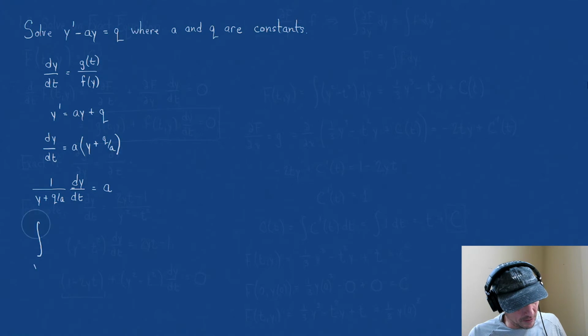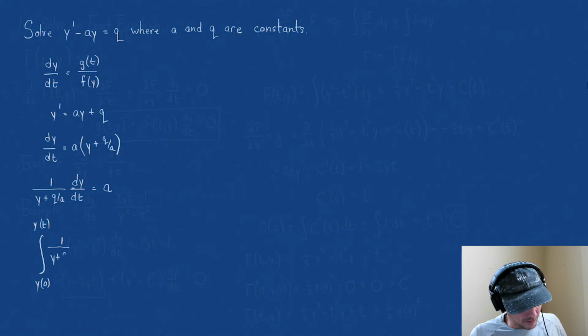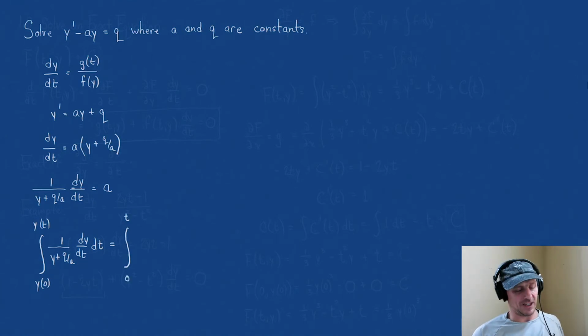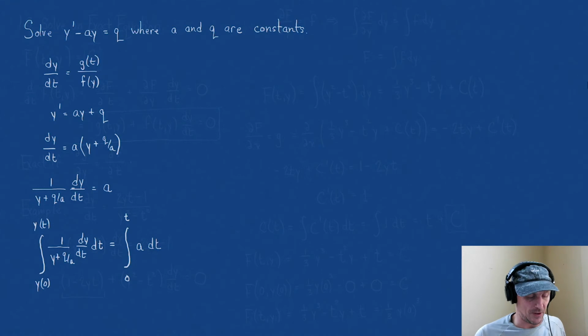So we'll do that. Let me give myself some space here. So it's the integral of 1 over y plus q over a dy equals the integral from 0 to t of a dt. Remember, you could write y of 0, y of t, but it doesn't matter because there are only t's on the right-hand side of a dt. And there we did it. So in this case, f of y was really 1 over y plus q over a, and the function of t was the constant a.